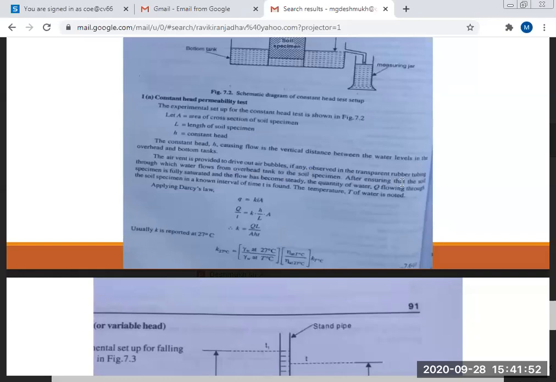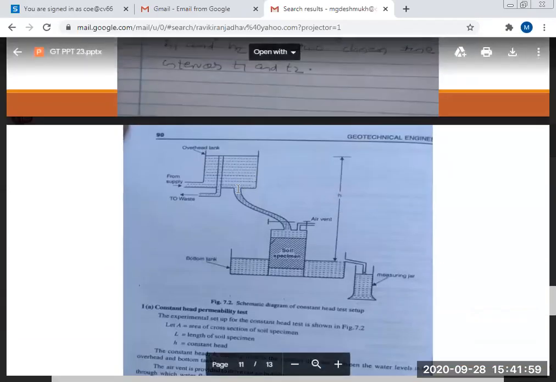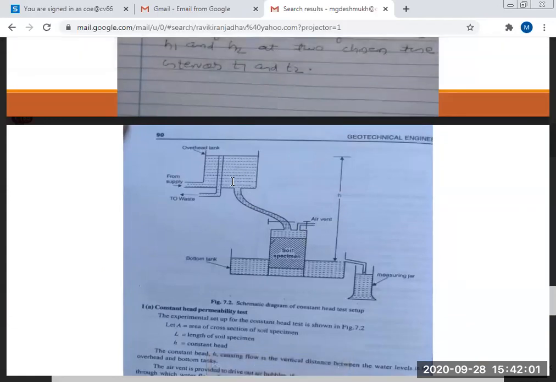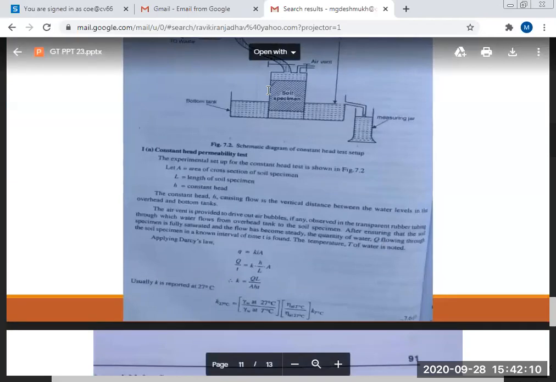If any are observed in the transparent rubber tubing through which the water flows from the overhead tank to the soil specimen. So the overhead tank will be there, and a pipe connecting to the specimen. This is transparent and you have to check whether there is any air bubble in this pipe. If there is any air bubble, you have to remove it using the air vent.